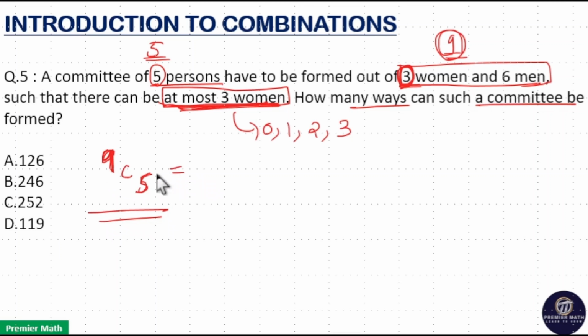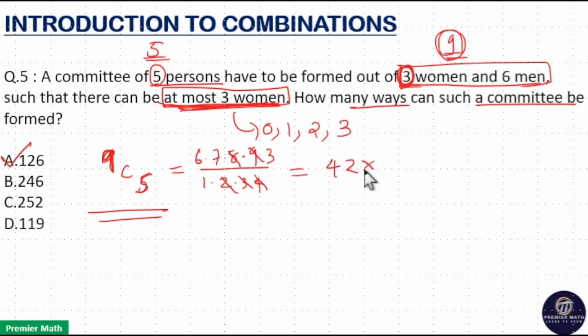That is, 9C5 means 9 minus 5 is 4 factorial. In the denominator, here 5 factorial cancel each other. Now remaining in the numerator is 6, 7, 8 and 9. Now 2 into 4, 8 cancel, 3 goes 3 times in 9. 6 into 7, 42, 42 into 3 is equal to 40 into 3, 120, 3 into 2, 6. So 126, option A is your answer.